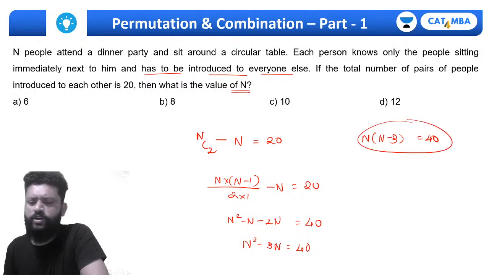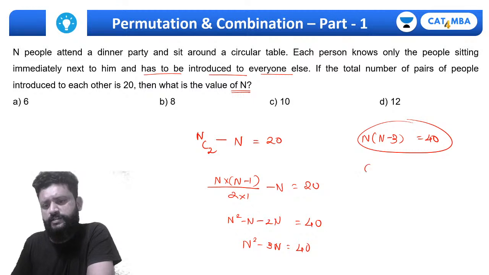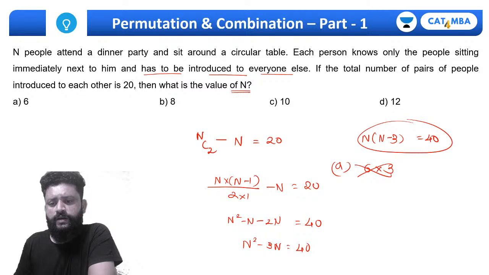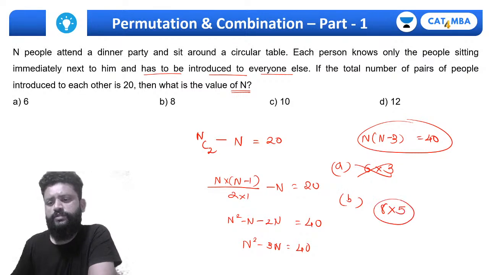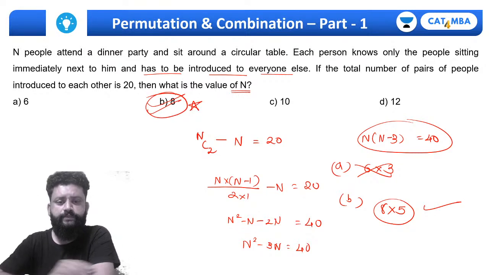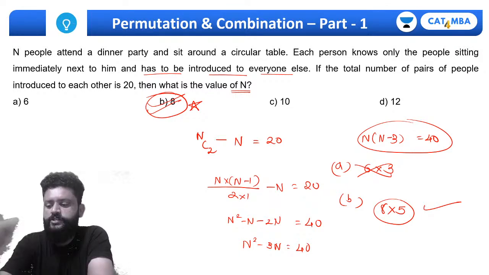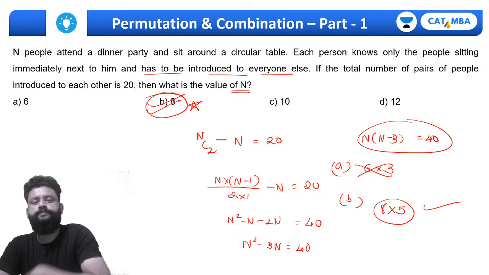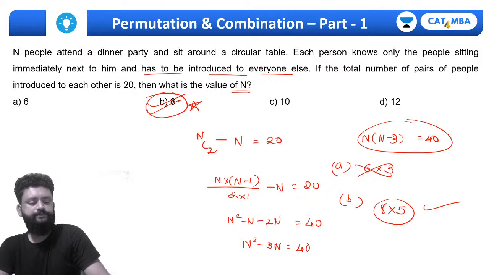What you can do, you can solve the quadratic equation, that's the other way, or simply you can put in the answer options. So if I do 6 into 6 minus 3, 6 threes are 18, so not the answer option. Answer option B, if you take 8 into 8 minus 3, that is 40. That's the correct answer. Answer option B. Easy to solve. And really important questions, this type of questions have come in CAT before.